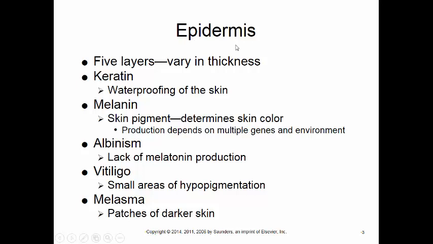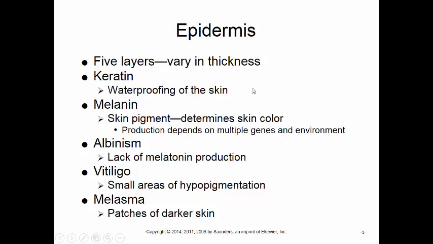So just a little review on the epidermis. There's 5 layers: the stratum corneum, stratum lucidum, stratum granulosum, stratum spinosum, and stratum basale. The basal layer is the one that divides rapidly, and then it actually goes out into the skin, and the cells actually slough off.